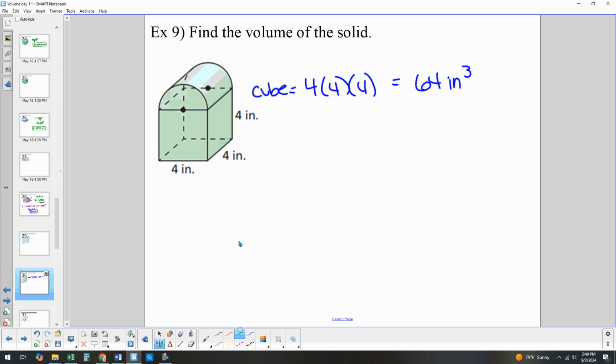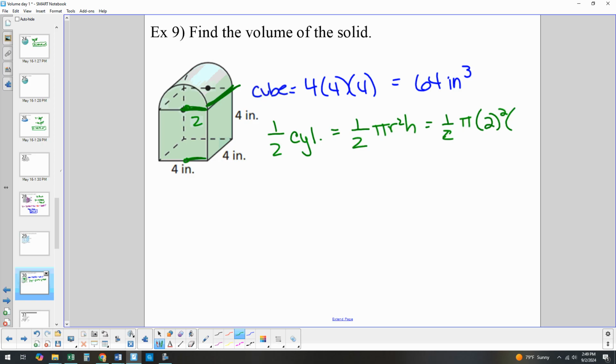Half of my cylinder. So that's half of whatever pi r squared height is. The radius is going to be half of this 4 or 2. And the height, the distance between the circles, or the semicircles now, is 4. So if we multiply this all on our calculator, we get 25.13 cubic inches.